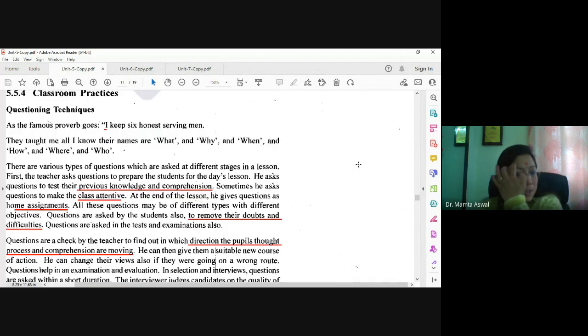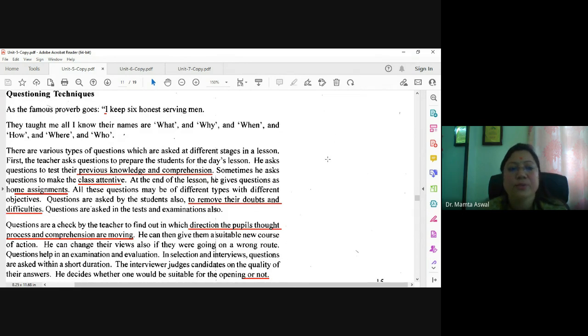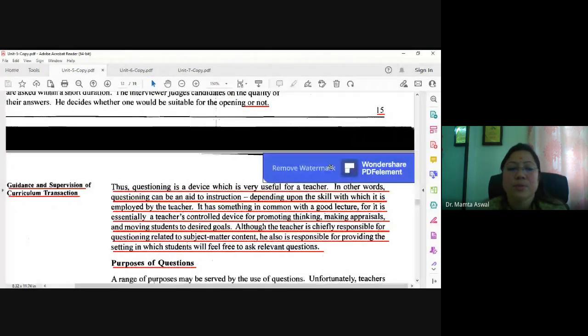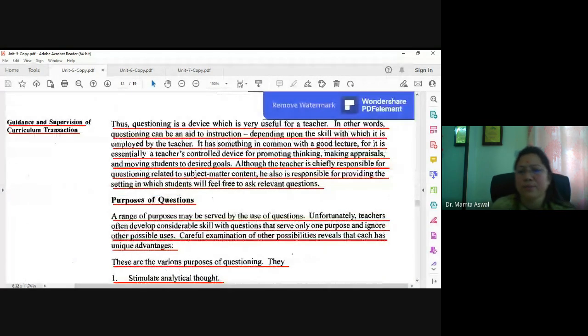Then we'll talk about certain questioning techniques. What kind of questions can be asked? The very first thing is to check the previous knowledge. What does the child know about this thing, right? To evaluate the student, to remove their problems. If they're having confusions, to remove their confusions. So in this way, a variety of types of questions can be asked from the students.